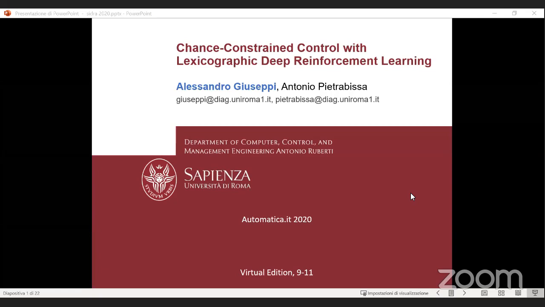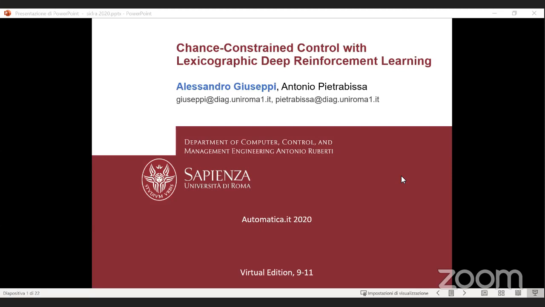Okay, thank you. So let me first introduce you. The title of this contribution is Deep Reinforcement Learning-Based Control for Chance Constraint Systems by Alessandro Giuseppi and Antonio Pietrabissa. Please, Alessandro, thank you. Thank you for the introduction.